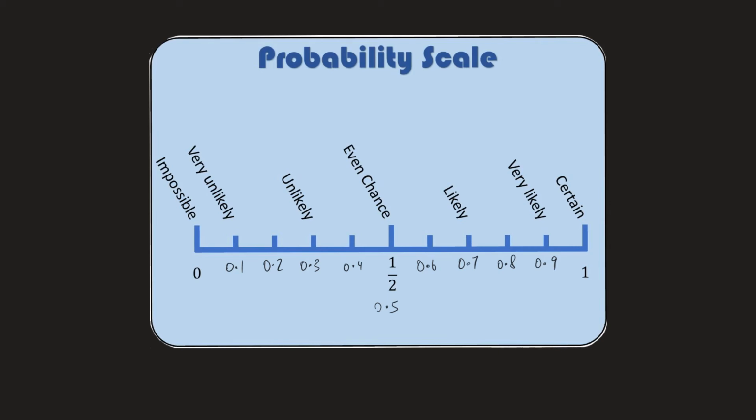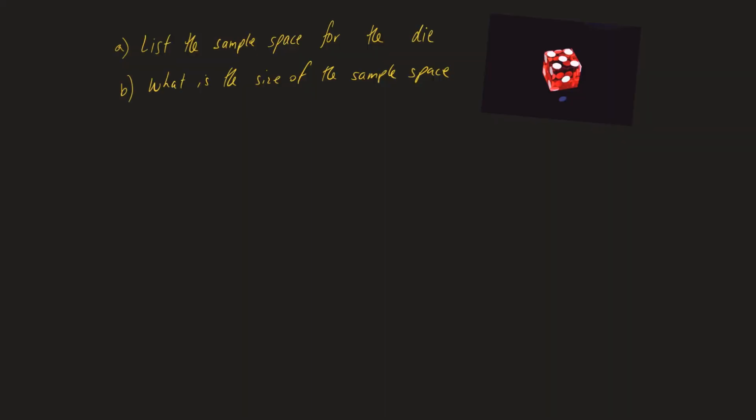We'll now look at an example. So let's look at the example now. We need to list the sample space for the die. And you realize there, because it's just singular, it's die. If there were 2, it would be dice. And what is the size of the sample space?